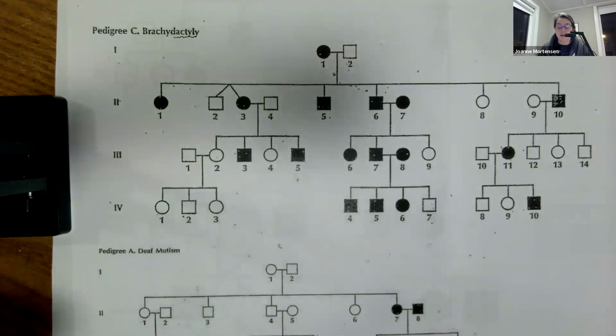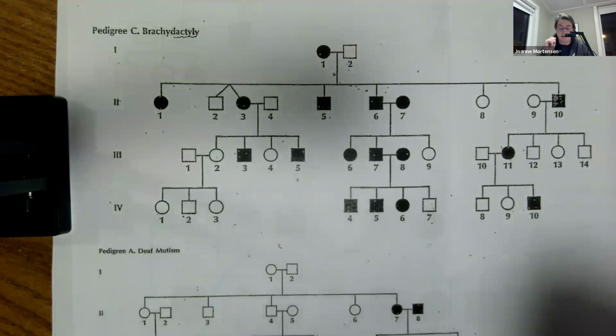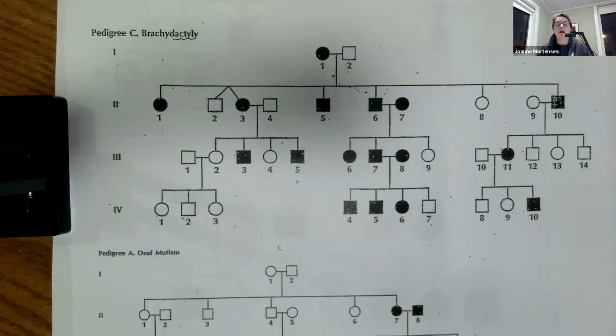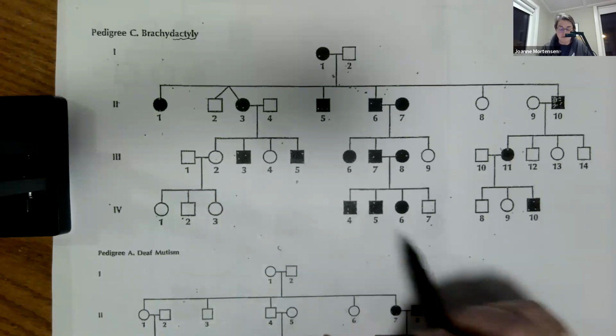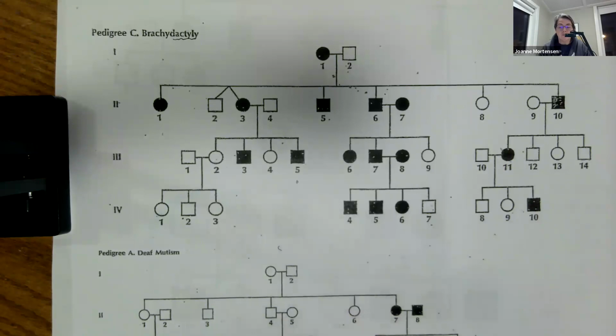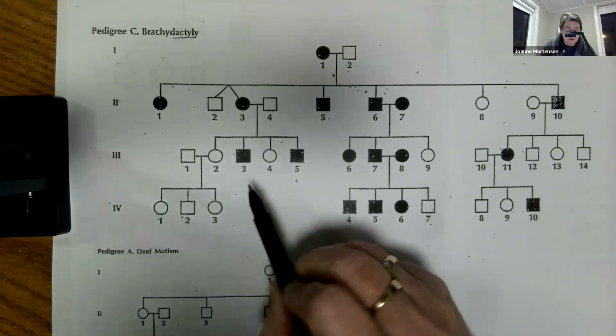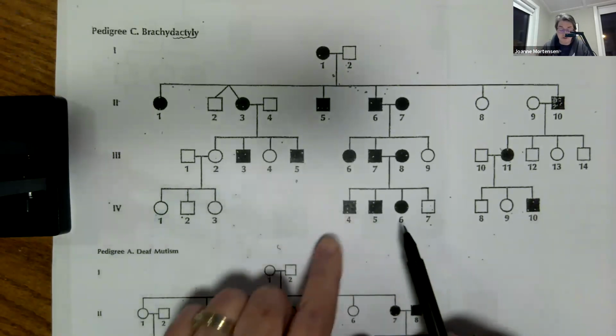So as always, I start at the bottom and I look for the pattern. The very first one and the easiest one to look for is all the people who have the traits. Okay, so all the dark colored ones, we need to see whether or not their parents have it. Because if the parents, at least one of them does, we know it's autosomal dominant. So start at the bottom.